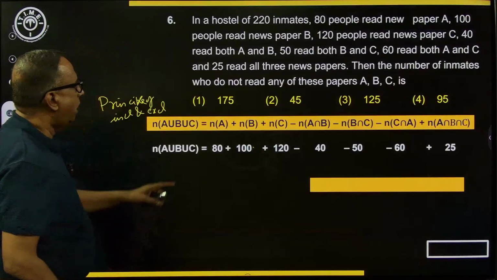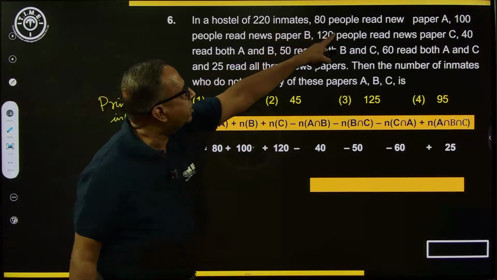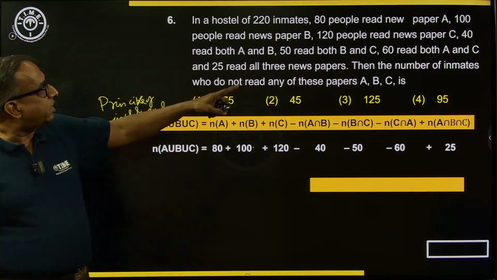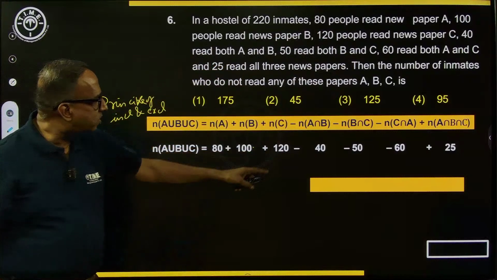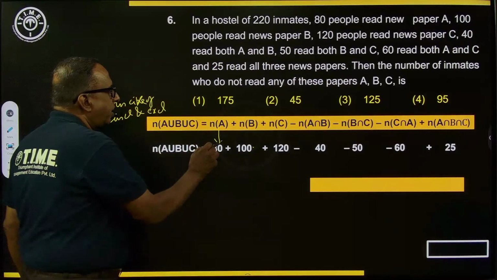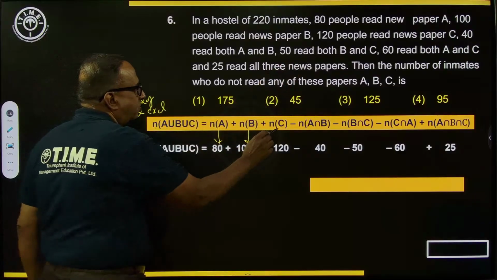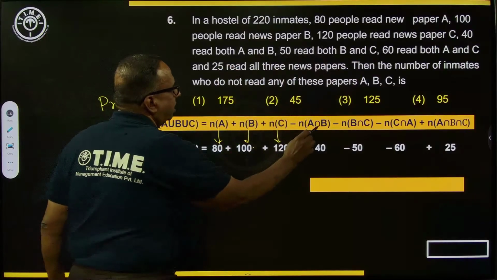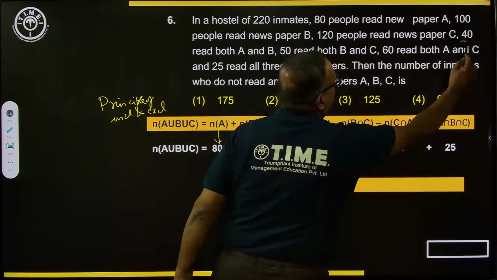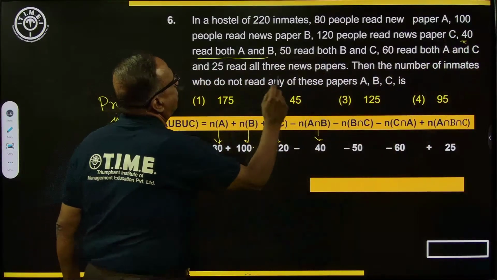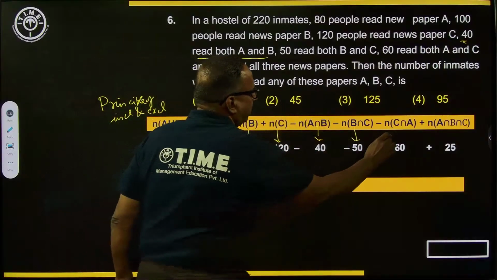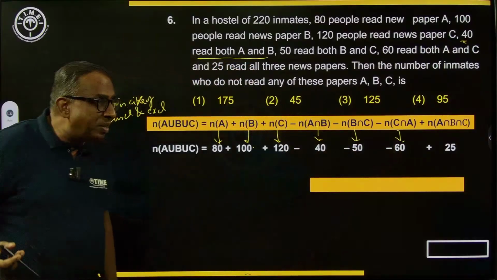Yeah, n of A is 80. ఉందా ఇక్కడ? n of A is 80, n of B is 100, n of C is 120. చూడండి, n of A, n of B, n of C ఉంది. A intersection B, both A and B ఎంత ఇచ్చారు? 40. చూడండి ఇక్కడ 40 is both A and B. 50 B and C. C and A ఎంత? 60. A intersection B intersection C ఎంత?